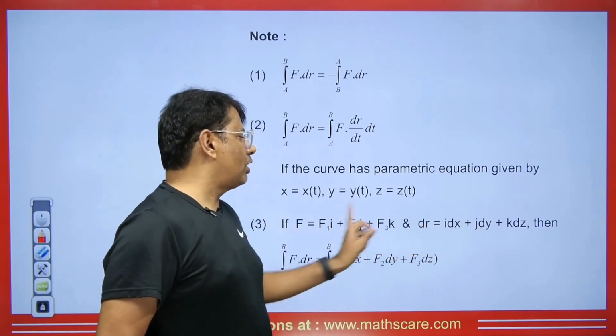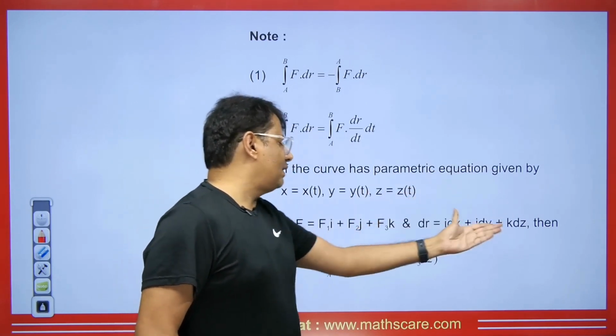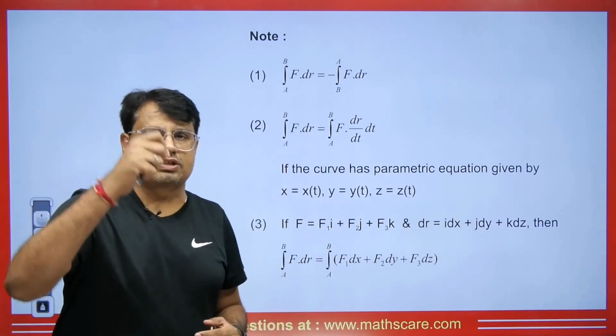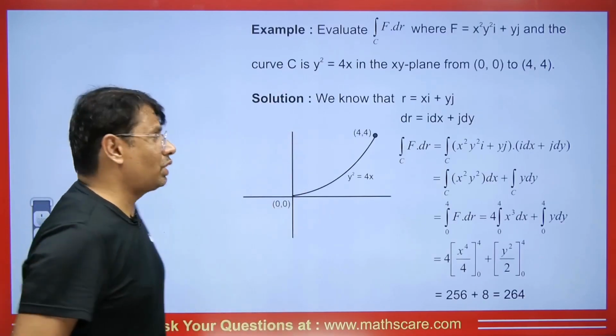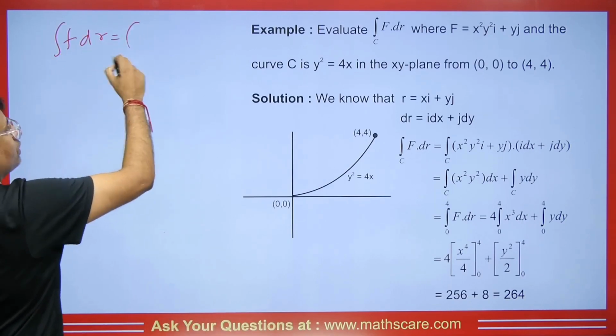When we calculate its dot product, we get F1 dx, then F2 dy, as well as F3 dz. Then what do we do next? We solve this. When I give you a question, you'll understand it even better. So whenever we get a question of this type, how do we solve it? Students, we have F dot dr here. And when we solve this, what will we do?